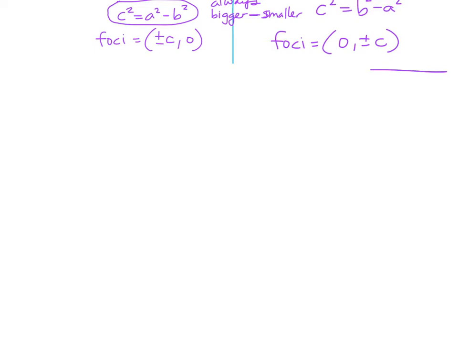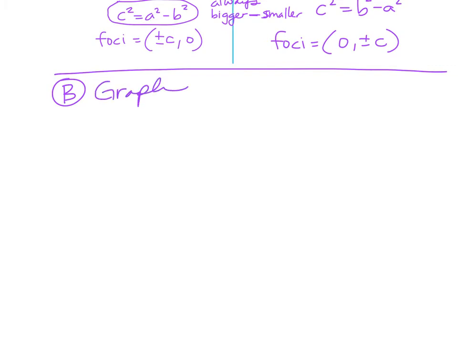Here's the deal. We are going to do some graphing, and then we're going to do some working out of equations. So let's start with the graphing. Example number 1. So if you have x squared over 9 plus y squared over 25 equals 1. Okay, this is our equation for an ellipse.